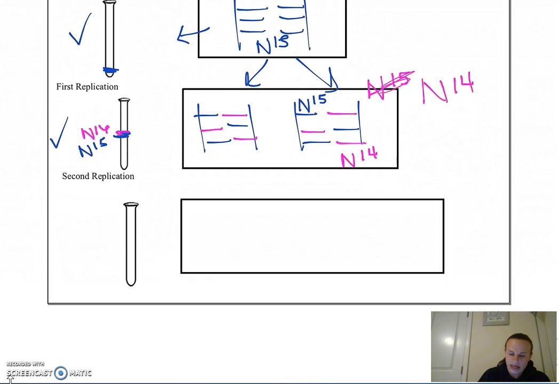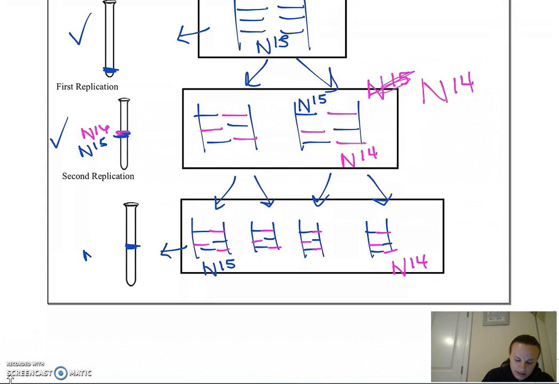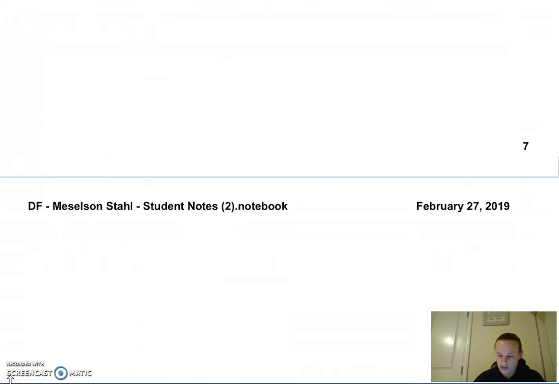They enabled this E. coli to replicate one more time in a medium containing only nitrogen 14. And if the dispersive model were to be true, the strands would contain a mixture of the heavy nitrogen, which is the blue nitrogen, and also the light nitrogen, the pink nitrogen. Now, if this sample were to be spun down in a centrifuge, once again, Meselson and Stahl would have seen a band in the middle of the test tube containing equal amounts of the heavy nitrogen and the light nitrogen. Well, guess what? This is not what Meselson and Stahl saw. So they reasoned, okay, this can't be the proper model that explains the way DNA replicates.